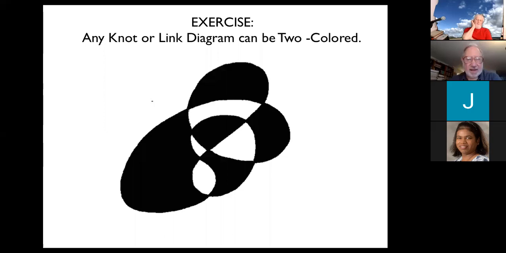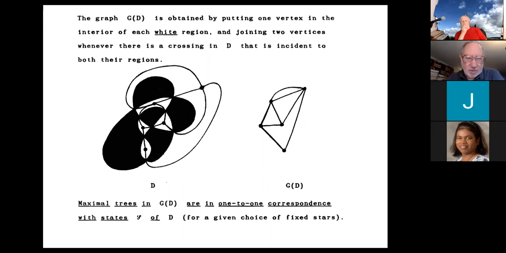Another fact about knot diagrams is that any knot or link diagram can be two-colored, like I've indicated here. Each region is colored either black or white, and if two regions share an edge, they're colored differently. I leave that as an exercise for you to prove, with the hint that it has something to do with the Jordan curve theorem. And then you can form a graph associated with such a coloring. Here I have indicated G of D as the white region graph, and it consists of one vertex for each white region and one edge for each crossing shared between two regions. This is sometimes called the checkerboard graph of the knot diagram.